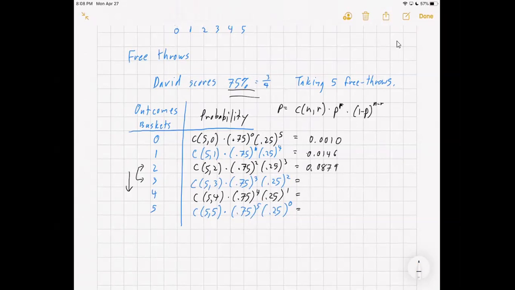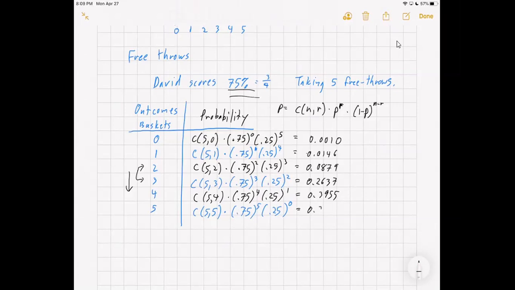0.0879. So it's 8.79% chance that he'll make two baskets. So the percentages are growing as the numbers are getting higher. And then we have 0.2637. So there's a pretty high chance that he would make three of the baskets, 26.37% chance. But it's an even higher chance that he would make four of the five baskets, 39.55%. So maybe it'll be even higher than he makes five.